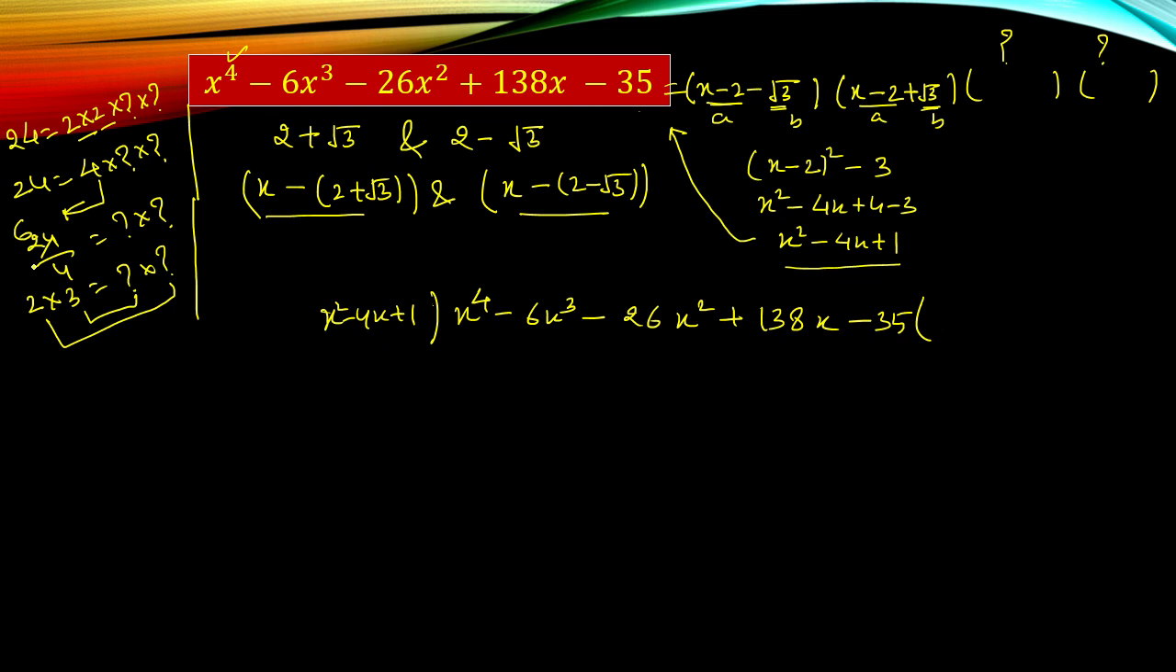Then we will further factorize the quotient, and those factors must be the other factors of the polynomial. Now let's see. We are interested to get x to the power 4 and we have x square.